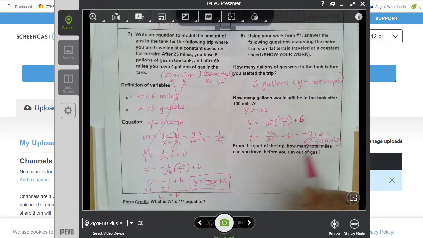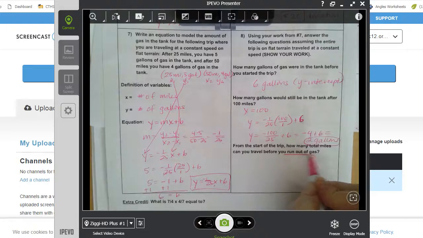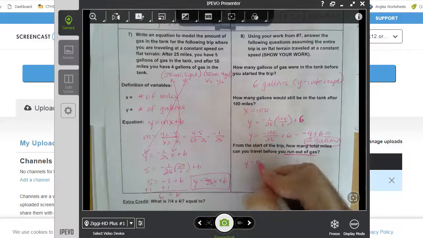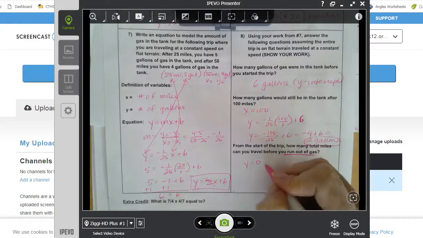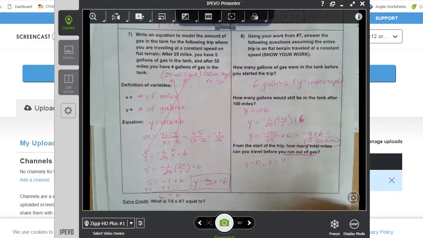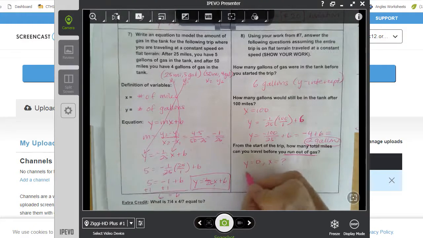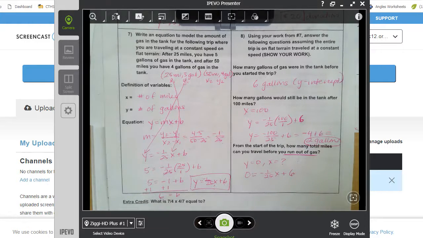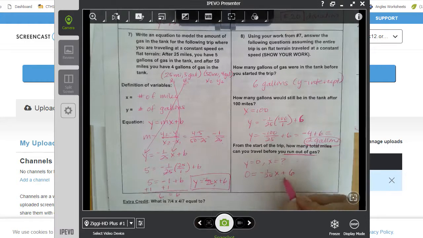And then lastly, from the start of the trip, how many miles can I travel before I run out of gas? Well, this is interesting because now they're giving me a run out of gas scenario. That's y equals 0. That would be where I have 0 gallons. What would x equal? Well, let's use our equation, but this time I'm putting 0 in for y, and I'm solving for x. Okay, so we'll go ahead and do the math.